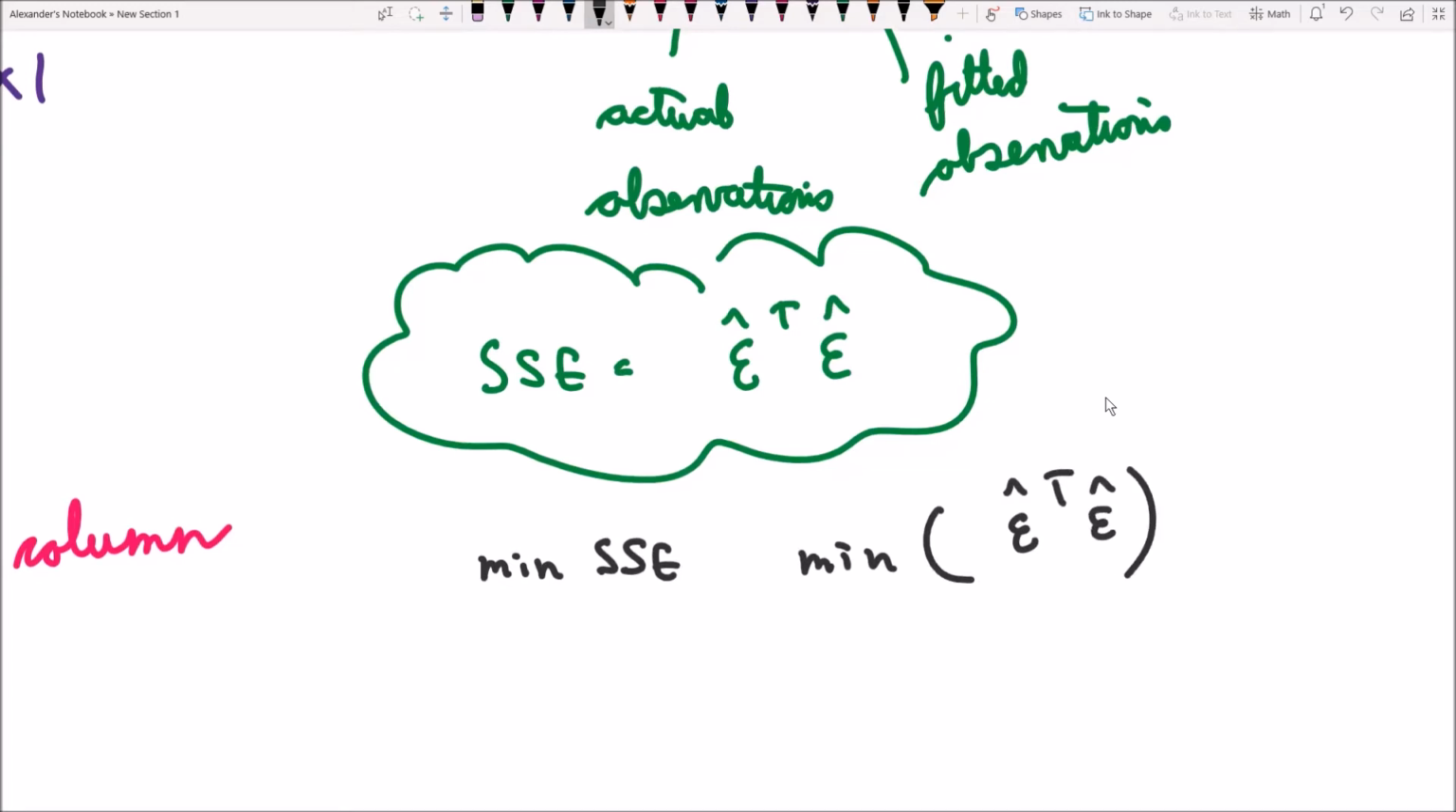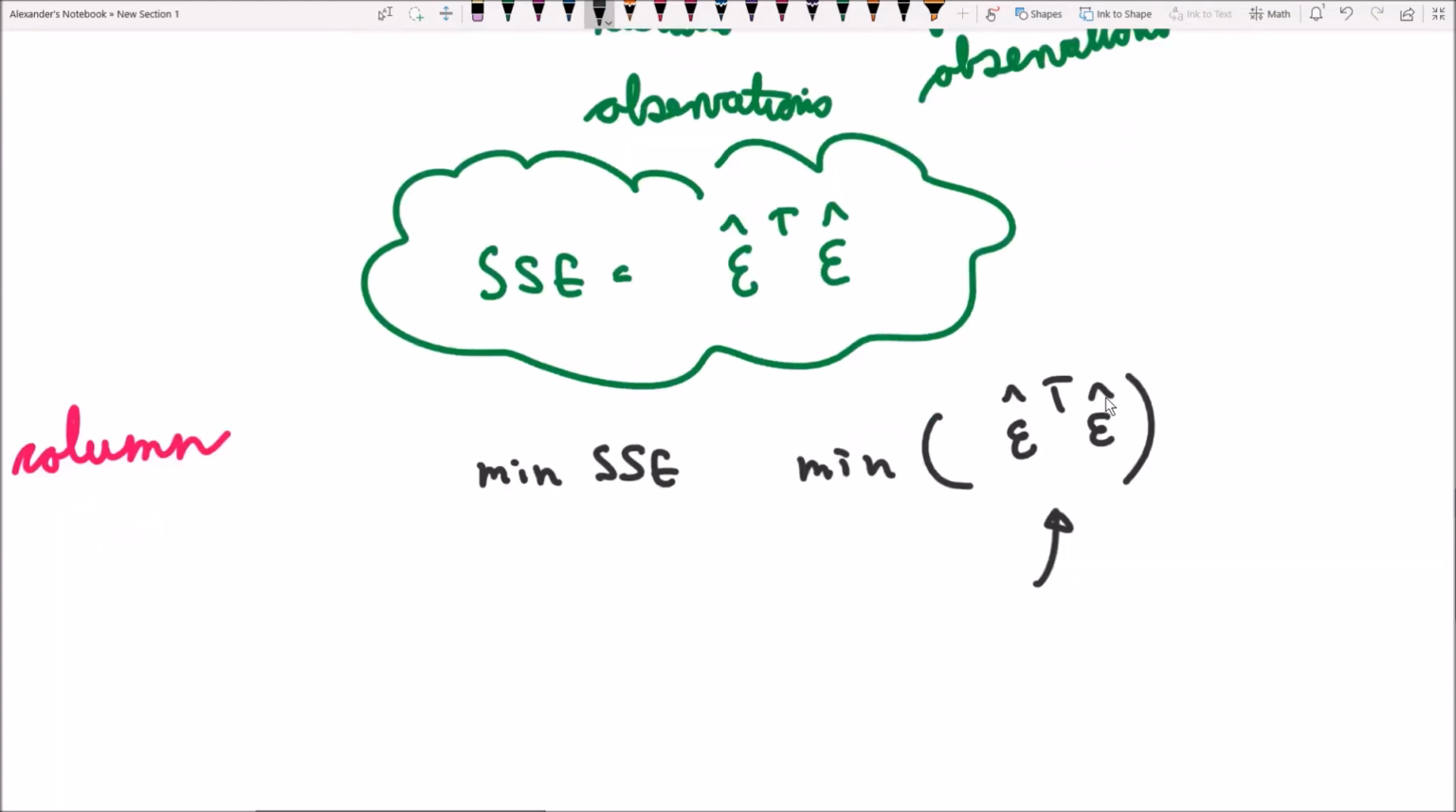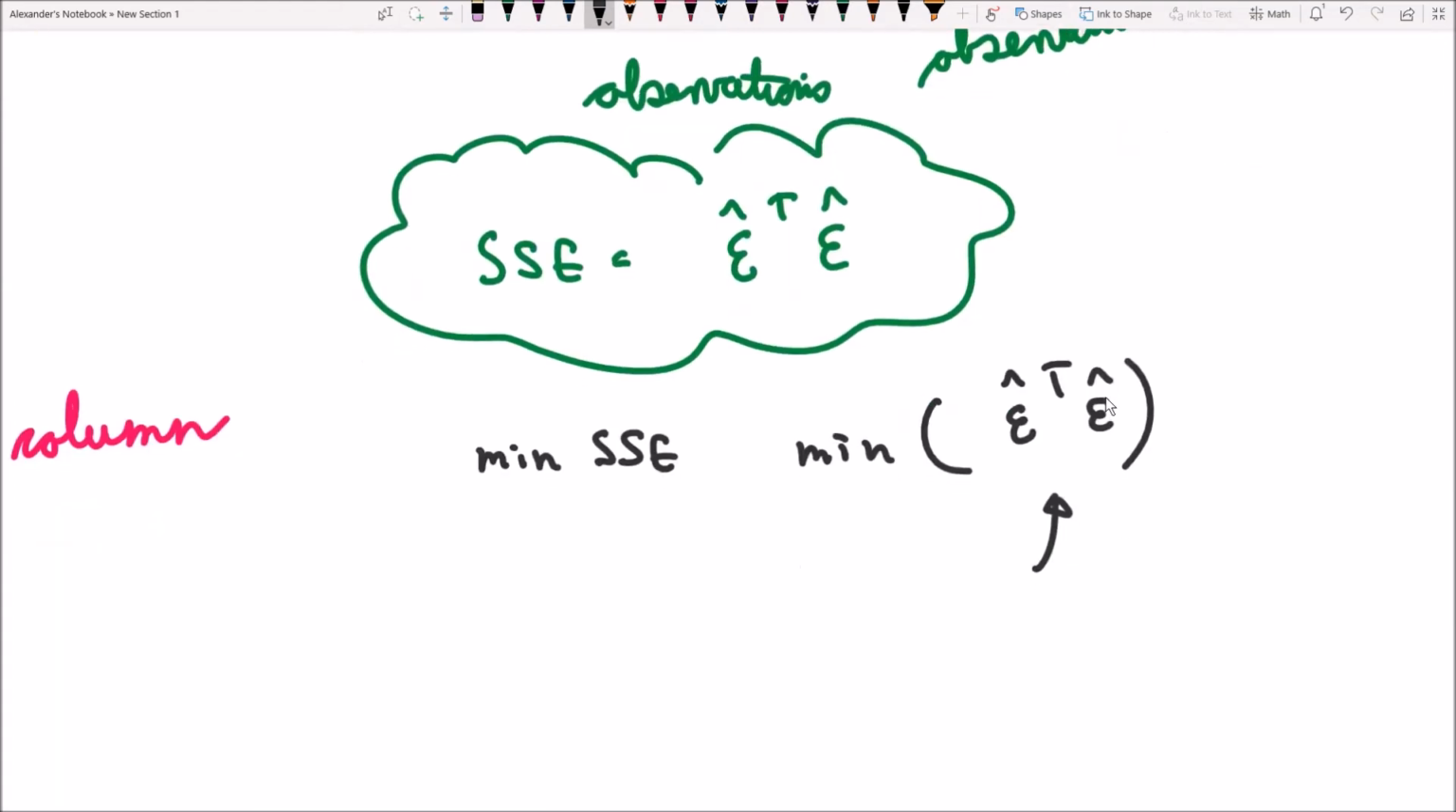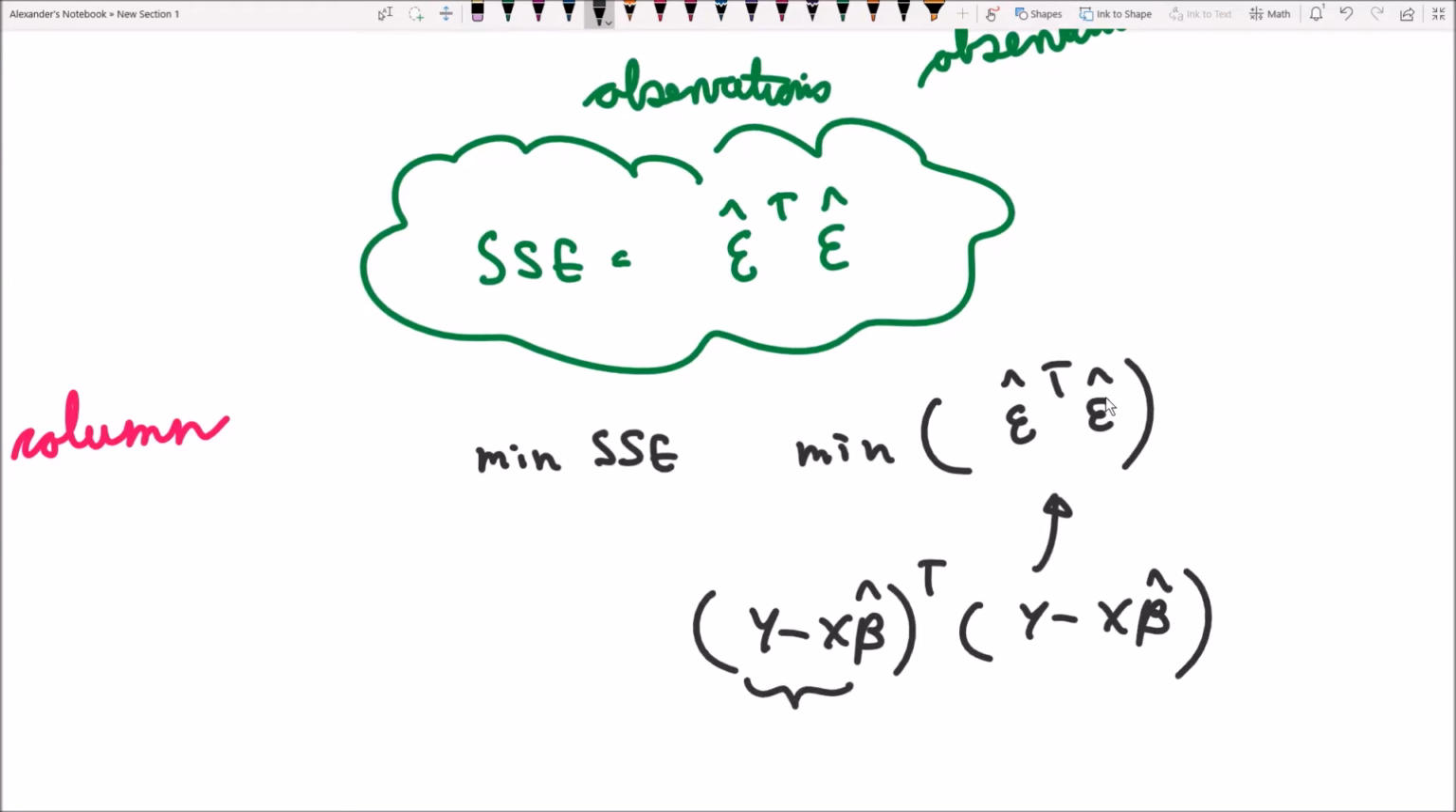So we will take the derivative of this function with respect to our various regression coefficients. So epsilon hat transpose epsilon hat can also be written as y minus x beta hat transpose multiplied by y minus x beta hat. So y minus x beta hat is the same as epsilon hat because x beta hat is y hat.